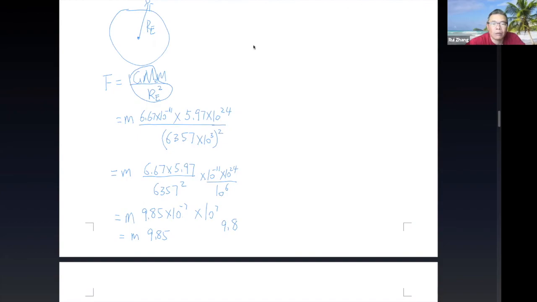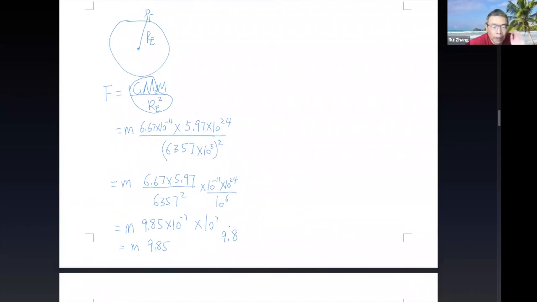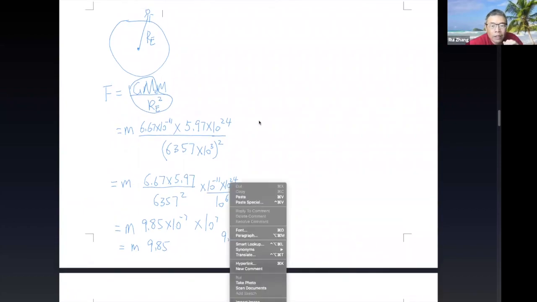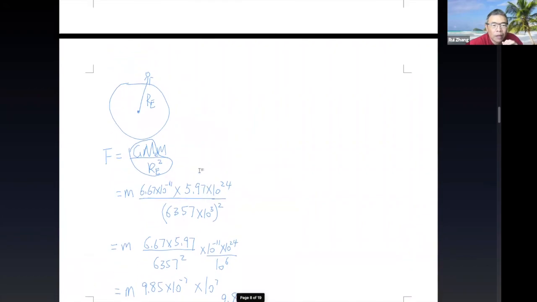Well, if we use a little bit better number for the radius, we'll get exactly 9.8. But here we're using the polar radius. Remember, the polar radius is a little smaller than the radius at the equator. So the answer you got would be a little bit larger than the actual answer, a little bit larger than the average. But anyway, let me explain why you have this number here. It's a very interesting thing.